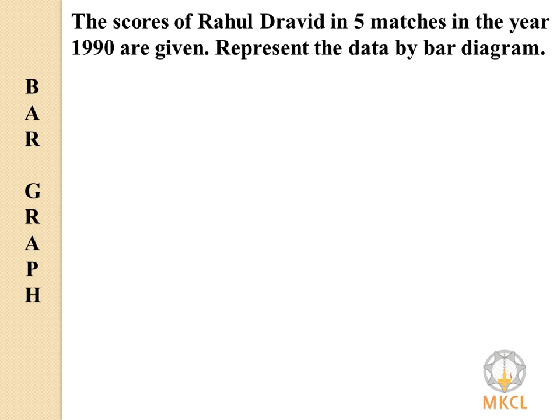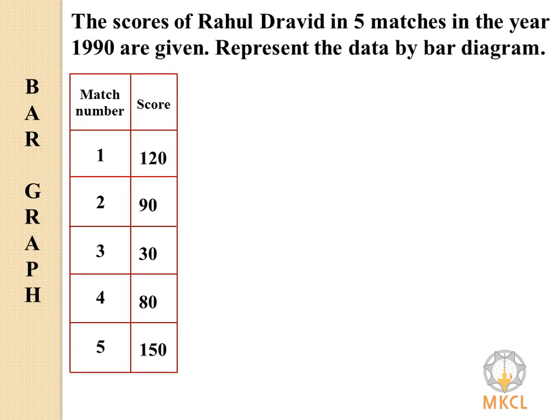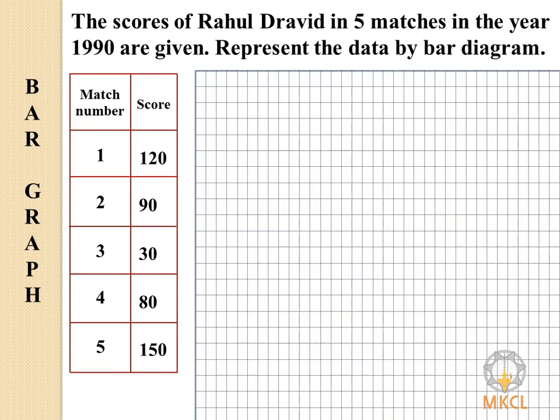The next concept is bar diagram. Here also, using an example, we will see the concept. The example is, the scores of Rahul Dravid in 5 matches in the year 1990 are given. Represent the data using a bar diagram. The scores are given. Now we draw a bar diagram.